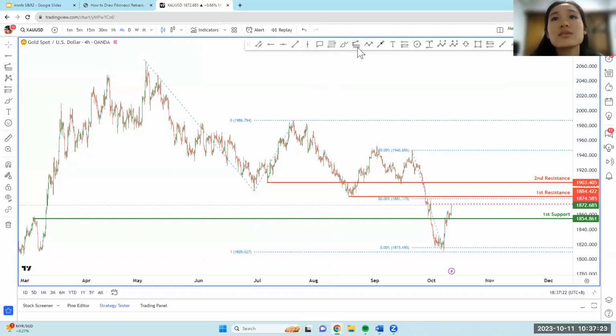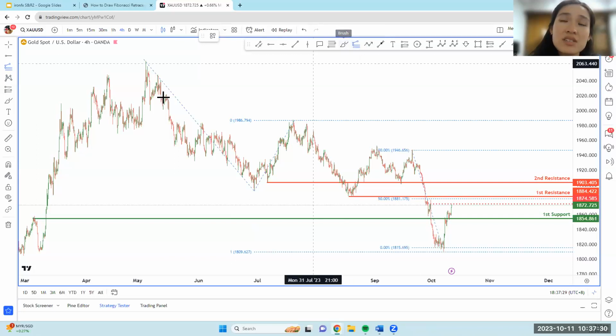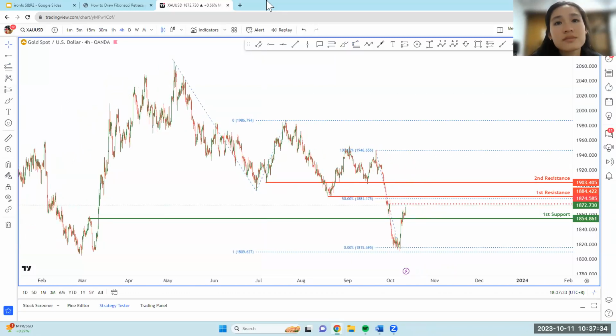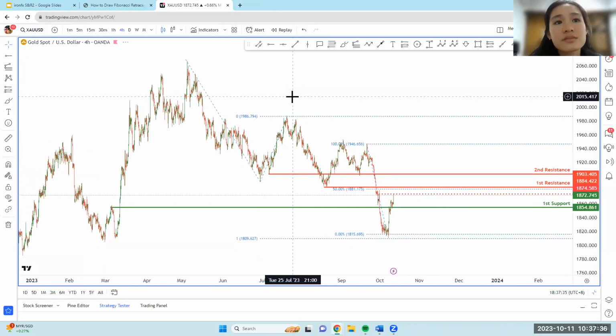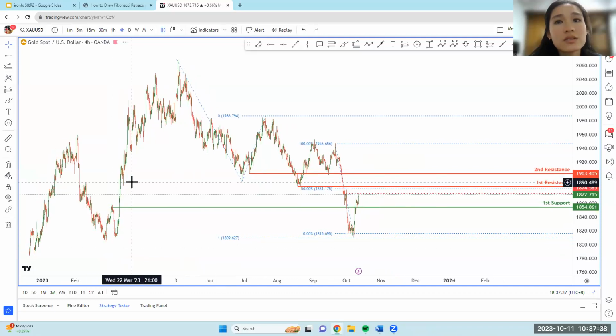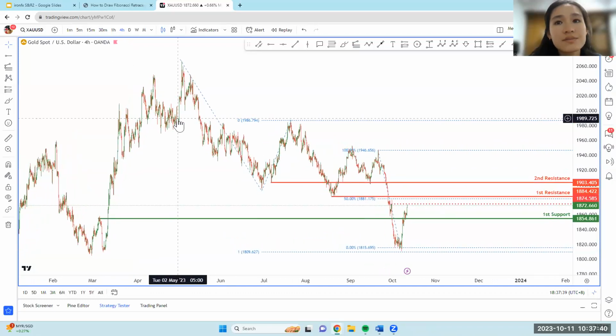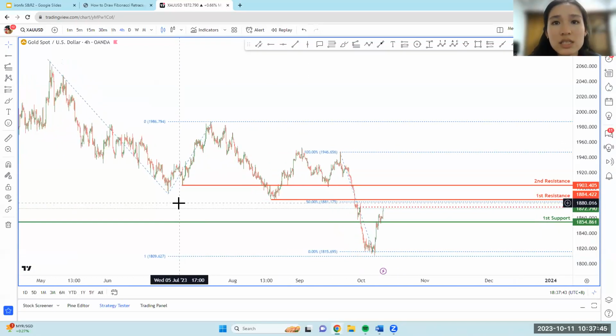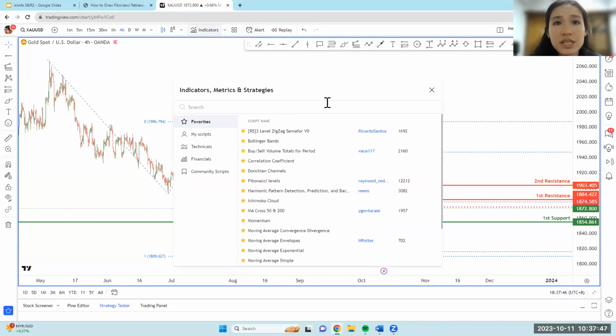Okay, and again, the tool that I use is this one over here, the trend-based fib extension. Okay, I think that's all the levels that we have for now. Now let's go in with some indicators.